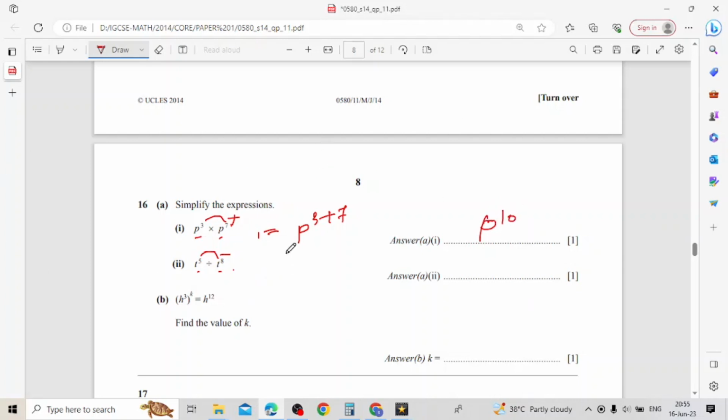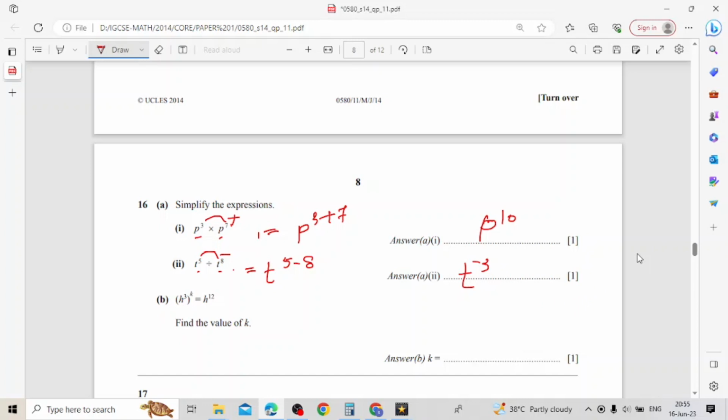Now T, 5 minus 8. Since it's a division, now what do we get as the answer? T to the negative 3. 5 minus 8 is negative 3.